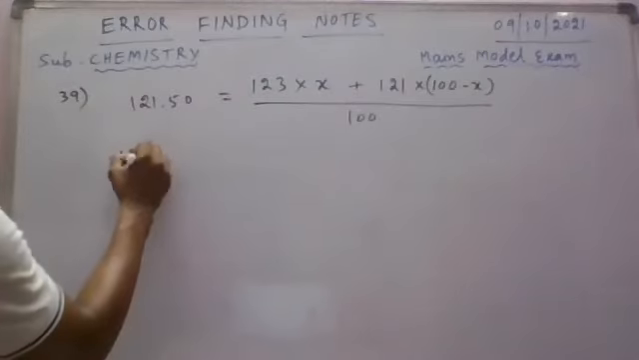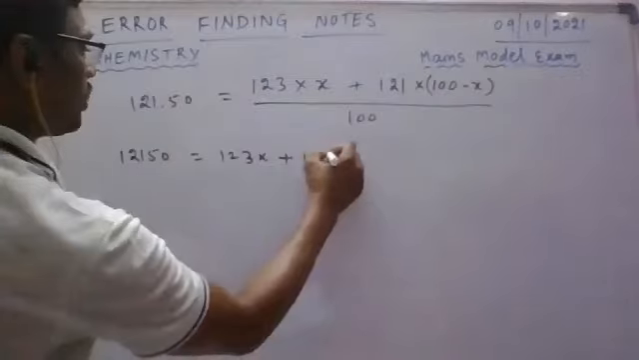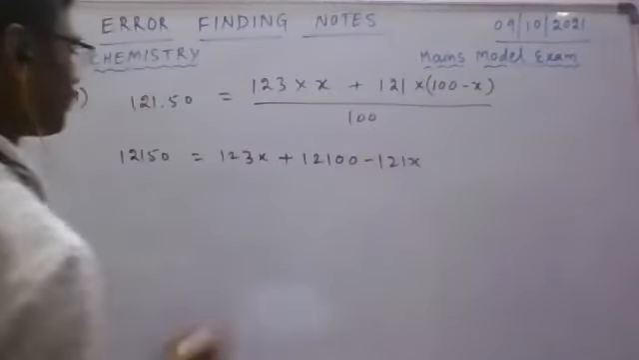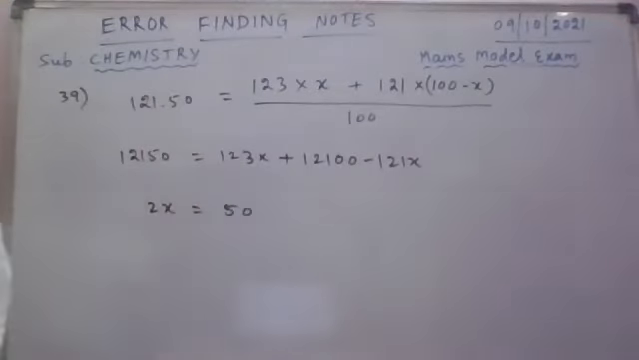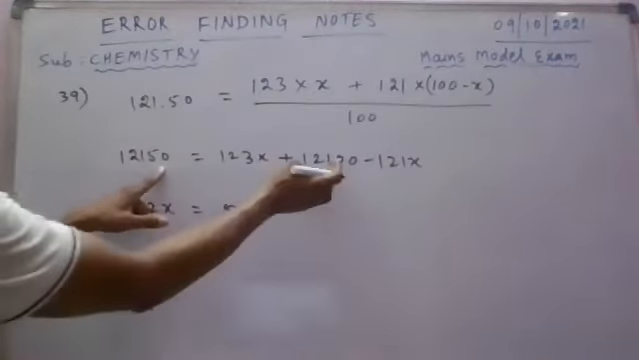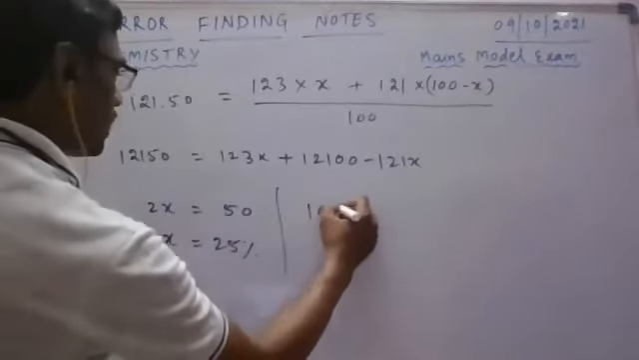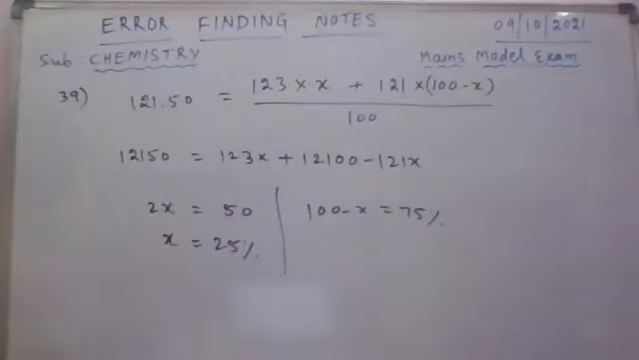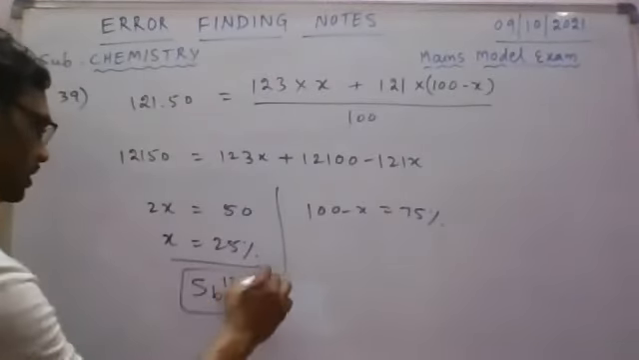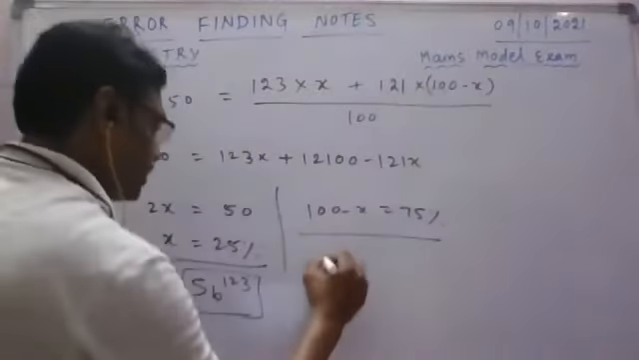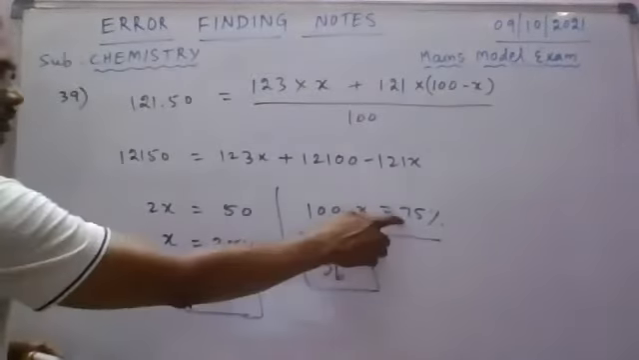Simplify this. Here 12150 is equal to 123x plus 12100 minus 121x. 123, 121, so 2x is equal to 50. This is 12150, this is 12100, difference 50. So x is equal to 25%. Obviously, 100 minus x is equal to 75%. X means antimony-123 percentage. 100 minus x is antimony-121 percentage. So 25 is to 75.